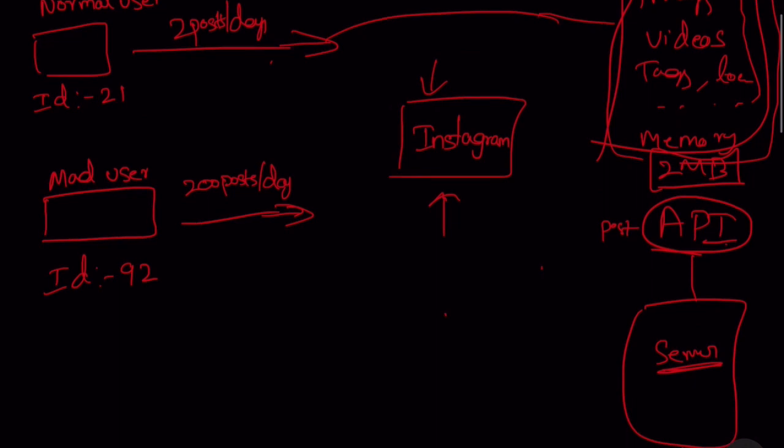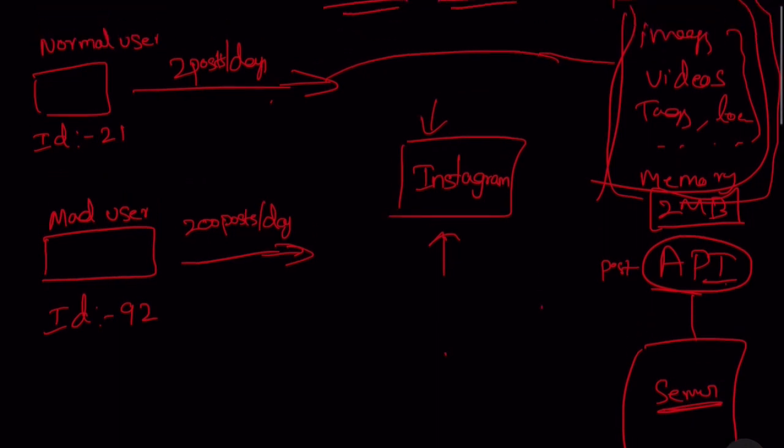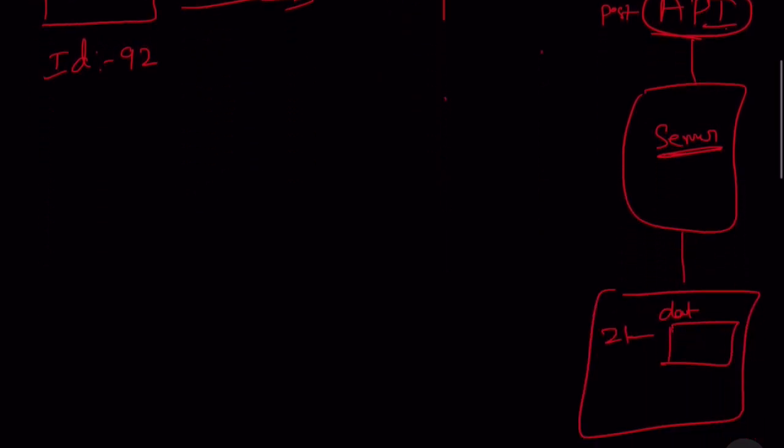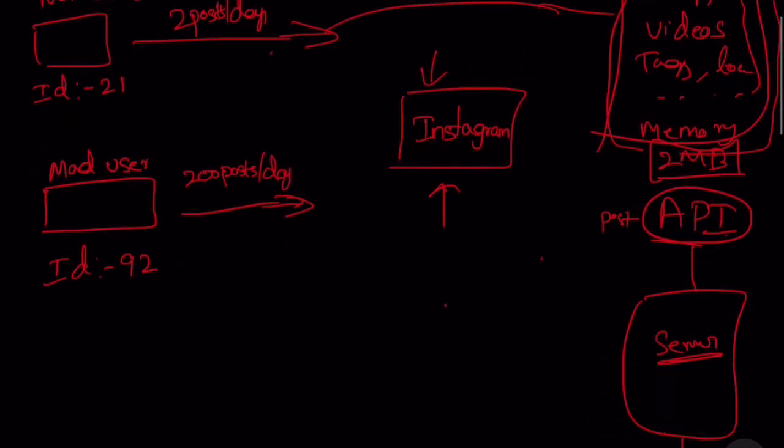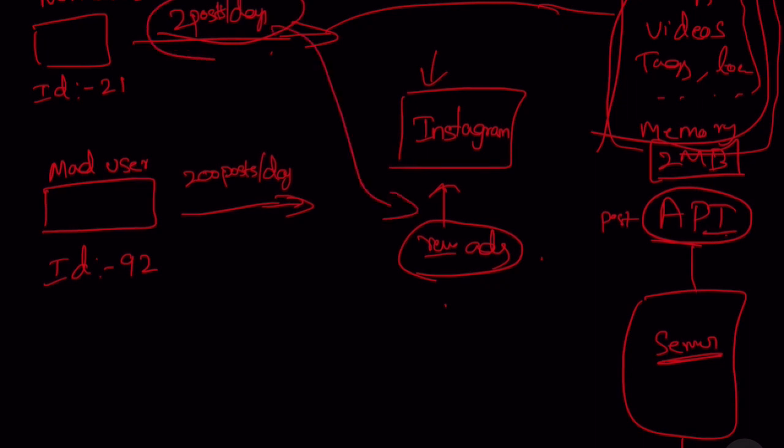For all of this to happen, Instagram is investing money in running these computers. It invests so much money to keep the servers up and running for all the users. For the normal user posting 2 posts, Instagram is fine, because it gets revenue from ads. Two posts per day still gets it ads revenue.